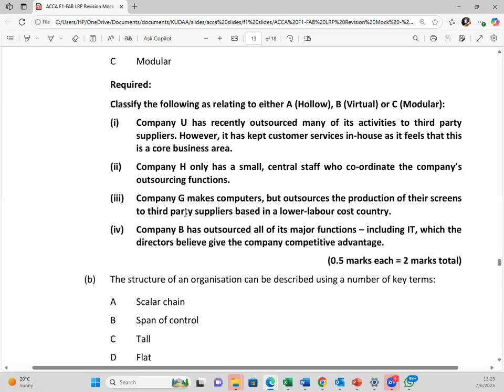B is correct indeed, because the virtual structure is the one that outsources almost everything. Company B is outsourcing all of its major functions, so it becomes a virtual structure. If we are outsourcing all of our main activities, then it becomes the virtual structure. Now let's move on to the next question.